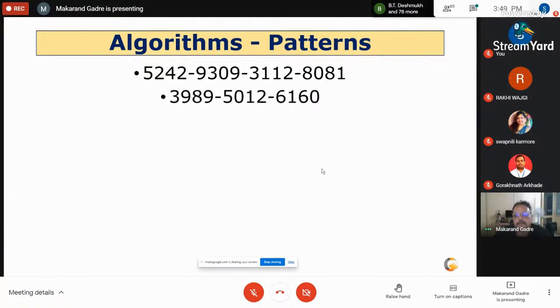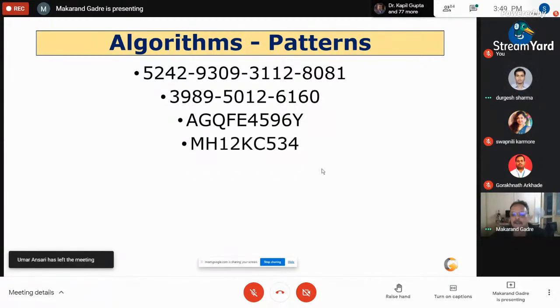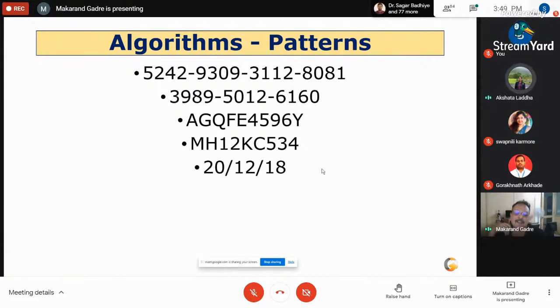How about this one? What is this? Aadhaar card. Looks like an Aadhaar card. Fair enough. What is this? PAN card number. What is this? Vehicle number. Scooter or car number. What is this? Now this is interesting. What is this? Maybe a date.